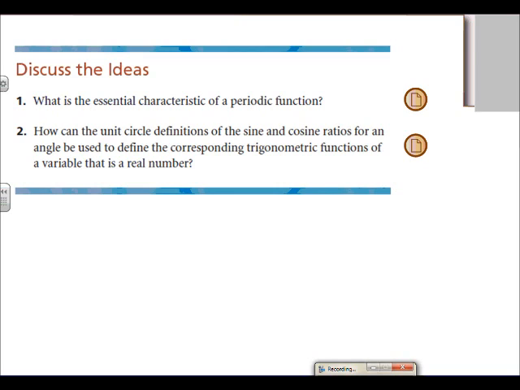All right, and you got your final 2 questions there. The second one is really what I was talking about. That's how I graphed those. I looked at my unit circle, and I graphed them based on the unit circle values. All right. Good luck.